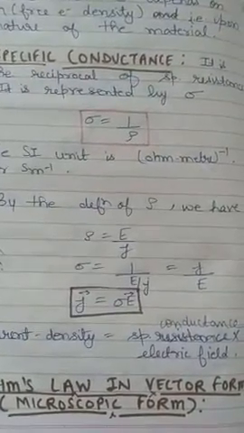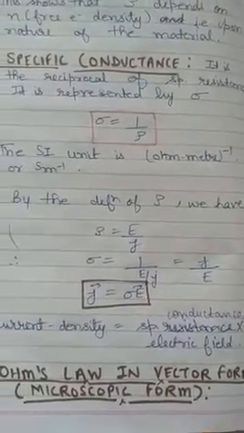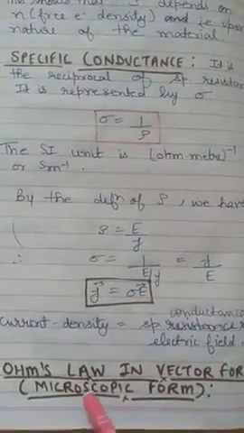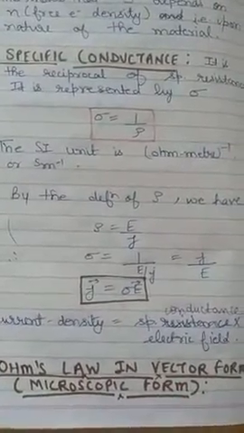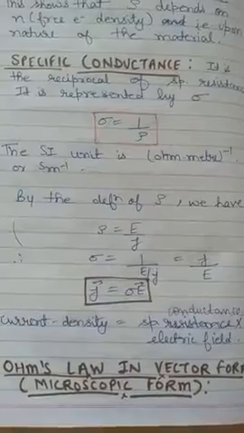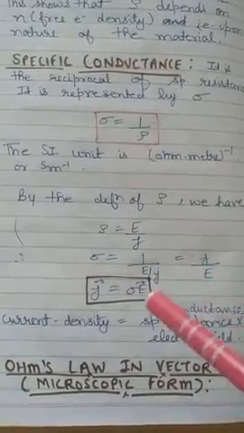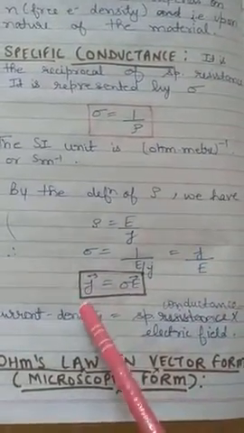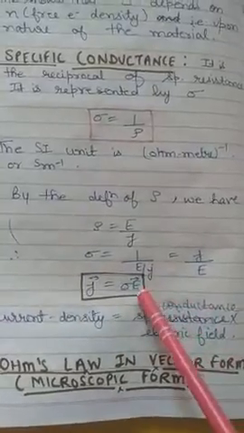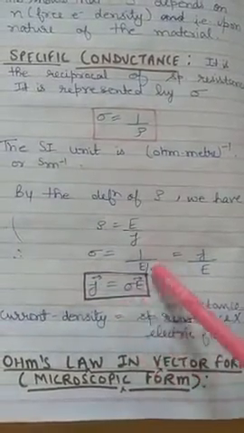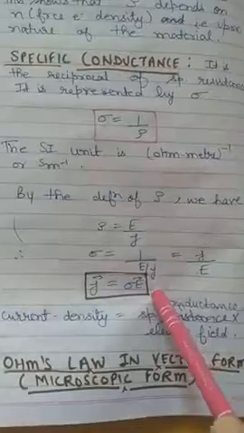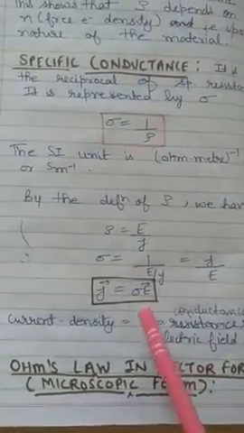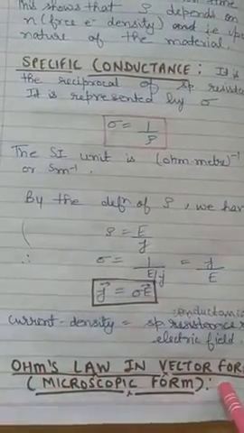Hello everyone. So in today's lecture we will discuss Ohm's law in vector form, or the microscopic form of Ohm's law. In the last lecture we had discussed specific conductance, and by that we had got the relation J is equal to sigma into E, and I told you that this is the vector form of Ohm's law, and in today's lecture we will derive this Ohm's law in vector form.